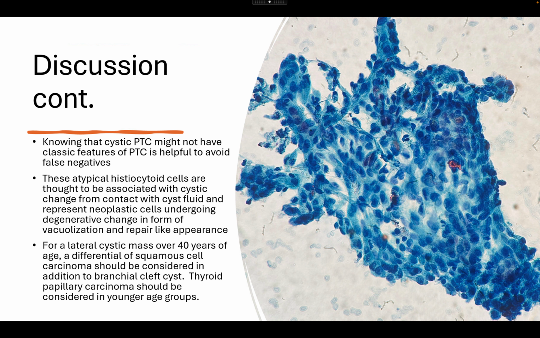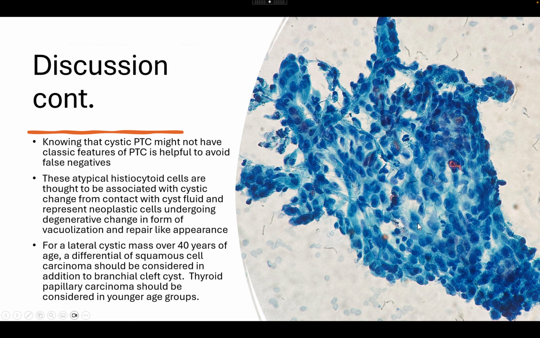metastatic PTC. These atypical histiocytoid cells are thought to be associated with cystic change from contact with cyst fluid and represent neoplastic cells undergoing degenerative change in the form of vacuolization and repair-like appearance, as you can see here.